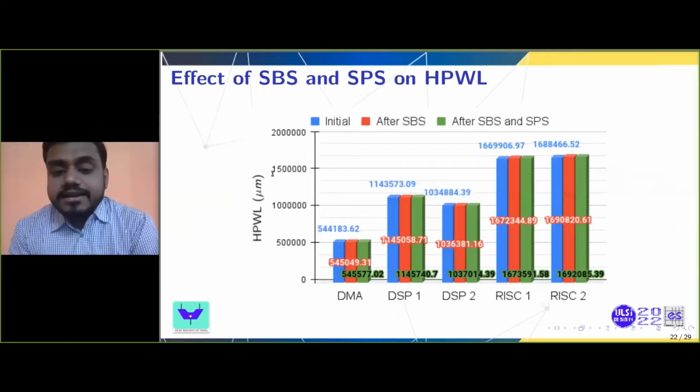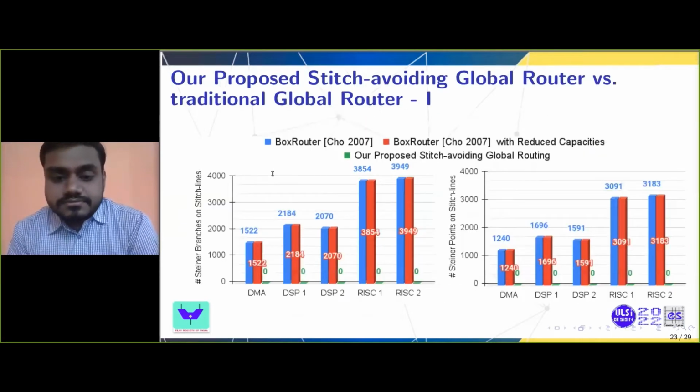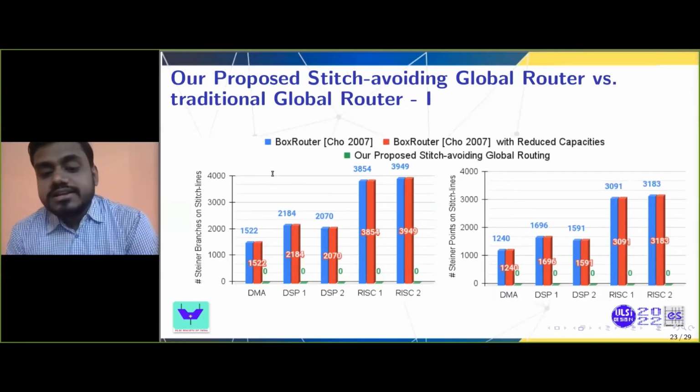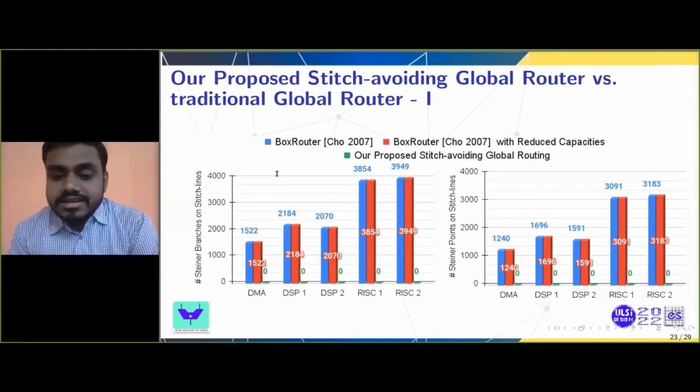Although we have applied the shifting technique, a very small increment in the half perimeter wirelength is observed in the result. The slide shows that our proposed global router does not generate any Steiner branch or Steiner point on the stitch line after global routing.